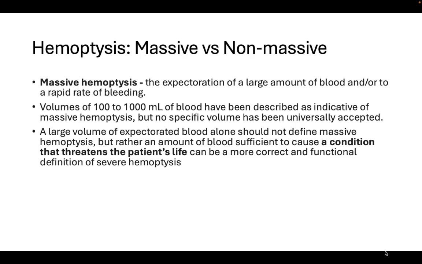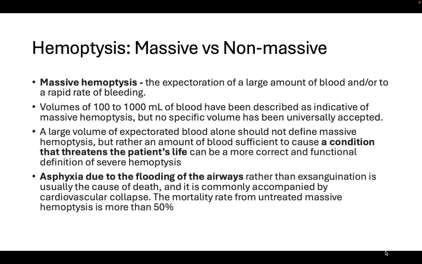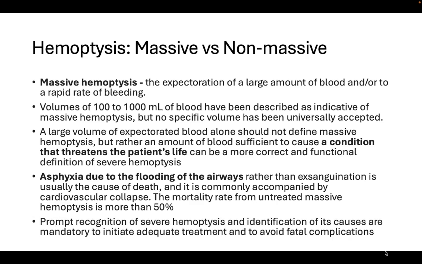A large volume of blood alone is not necessarily definitive of massive hemoptysis, but rather the amount of blood to cause significant life-threatening injury to the patient, either through functional airway obstruction, i.e. asphyxia in the airways, or through shock by exsanguination due to blood loss. The mortality rate from untreated massive hemoptysis is more than 50%. Interestingly, the airways themselves can hold only 150 milliliters of fluid volume.